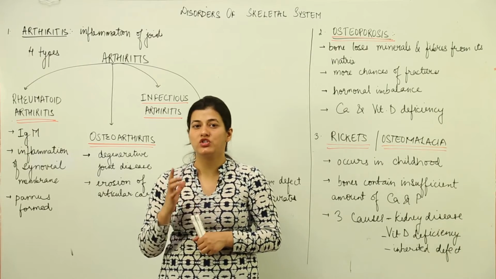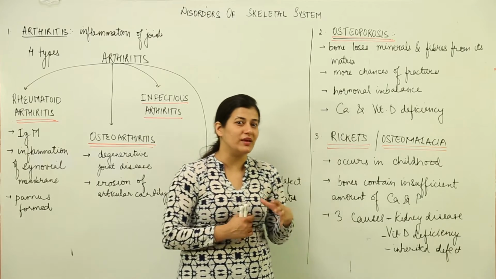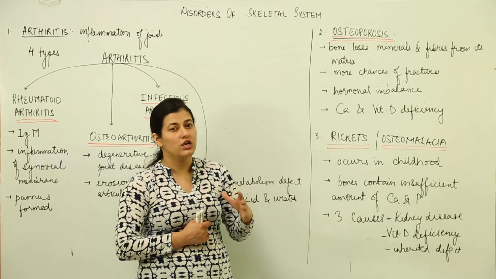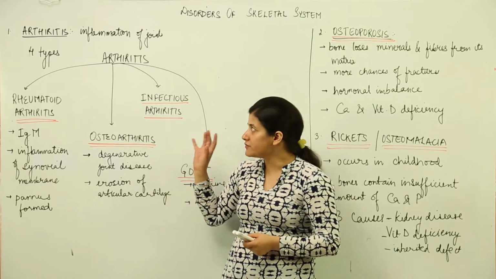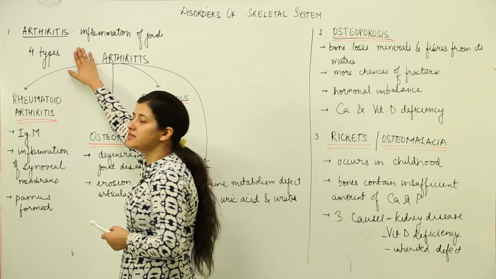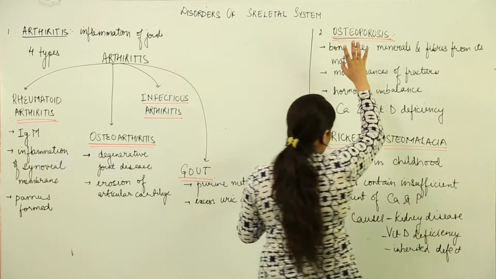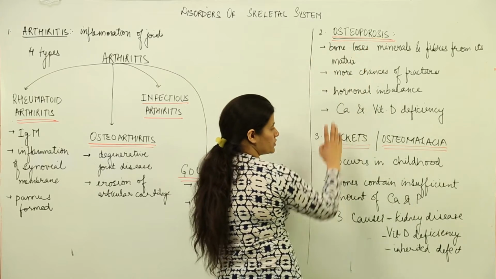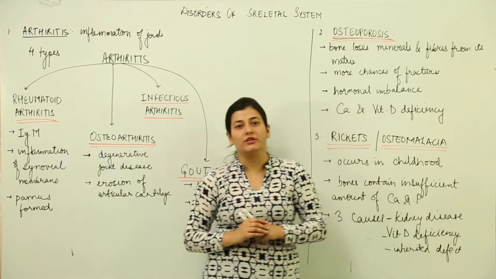One is in which the inflammation of joints takes place. The reasons could be many. And the second is when the bones undergo degeneration. So there are degenerative disorders and there are inflammatory disorders. In terms of inflammatory disorders, we take into account arthritis, that is inflammation of joints, and in terms of degenerative disorders we have osteoporosis, rickets or osteomalacia. So these three diseases we are going to discuss.